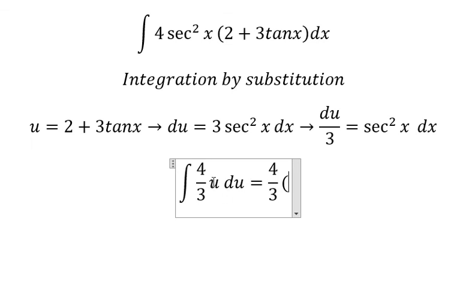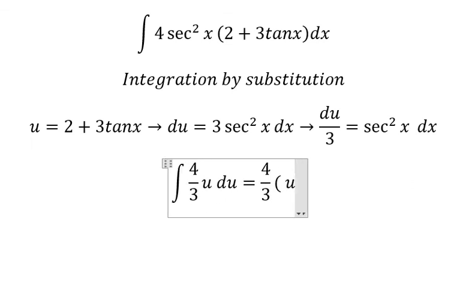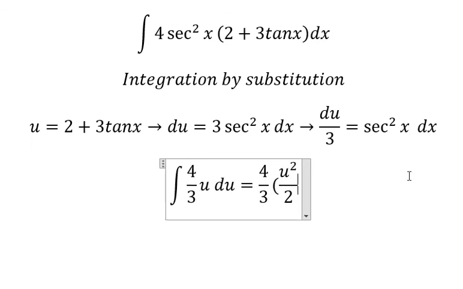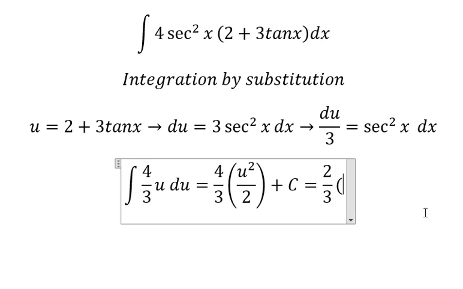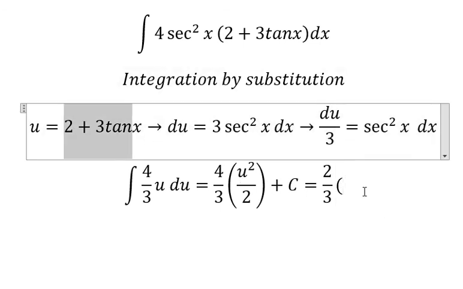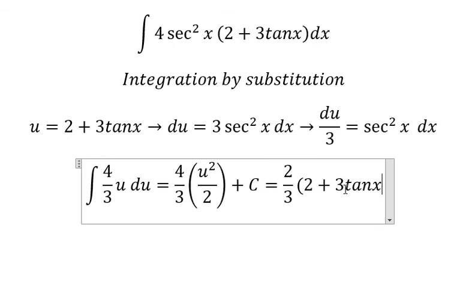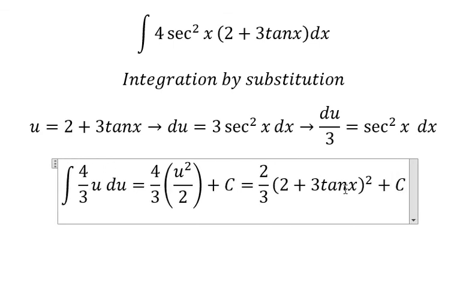The integration of u, you get u squared over 2, and we put c. So number 4 divided by 2, and you get 2 over 3. So about u, that is this one. And that is the final answer.